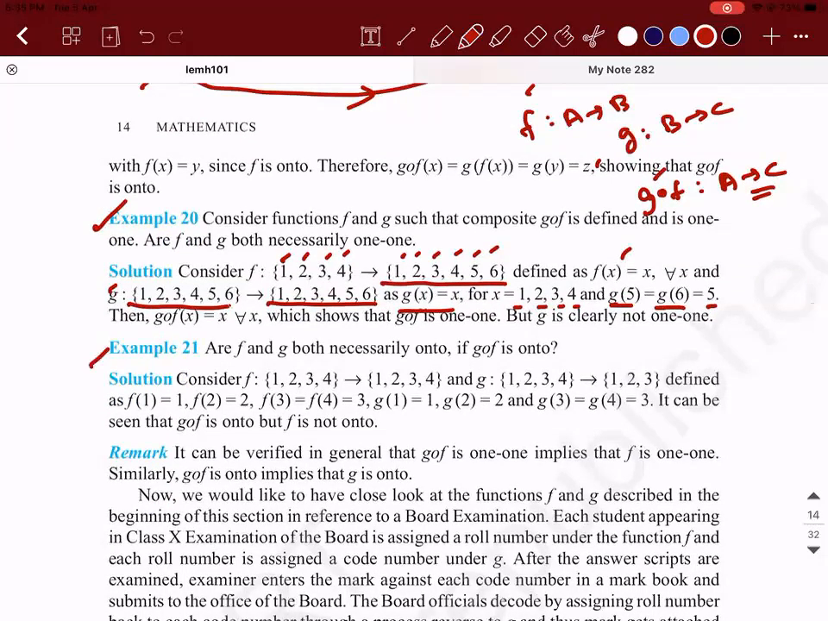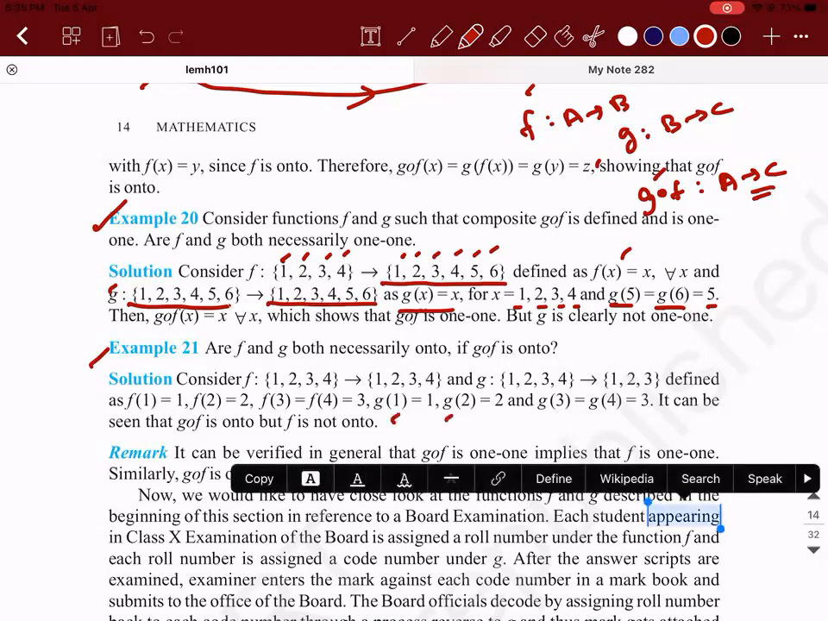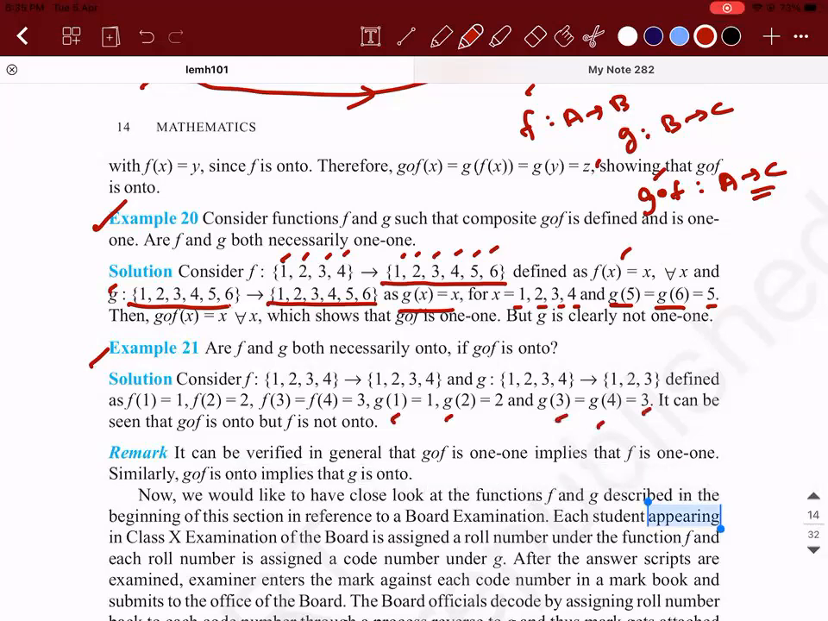21st. Are f and g both necessarily onto if g circle f is onto? That's the same thing they're asking. Think about it. So consider f mapped from 1, 2, 3, 4 to 1, 2, 3, and g mapped from 1, 2, 3 to 1, 2, 3, defined as f of 1 is 1, f of 2 is 2, f of 3 is equal to f of 4 is equal to 3, and g of 1 is 1, g of 2 is 2, and g of 3 is equal to g of 4 is equal to 3. So what can you say from this? If you take g circle f, it might be onto, but g and f individually are not.